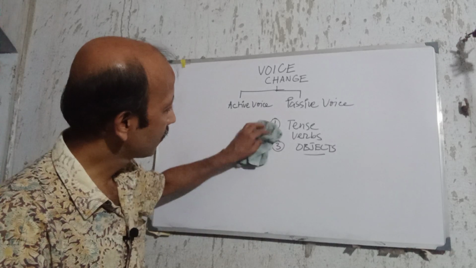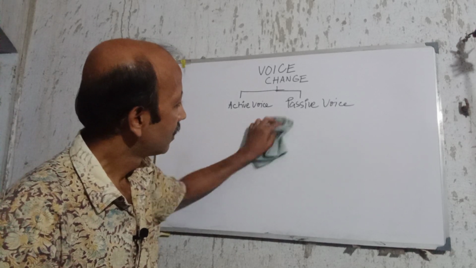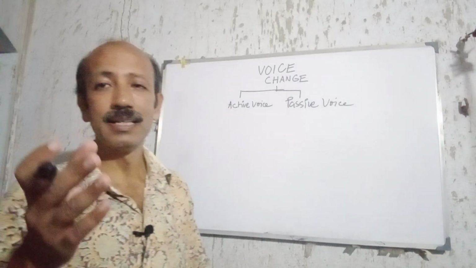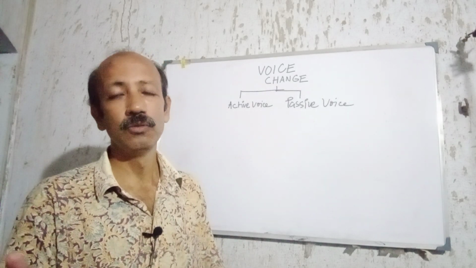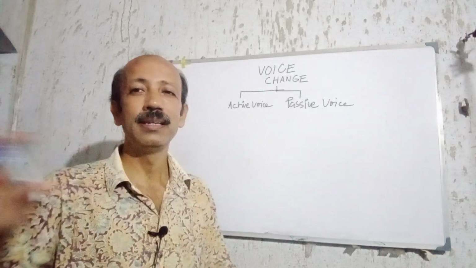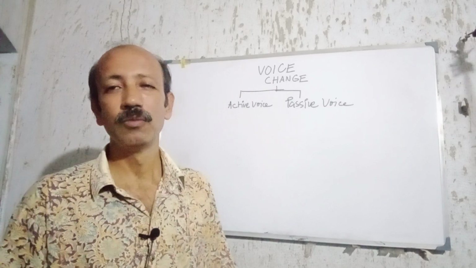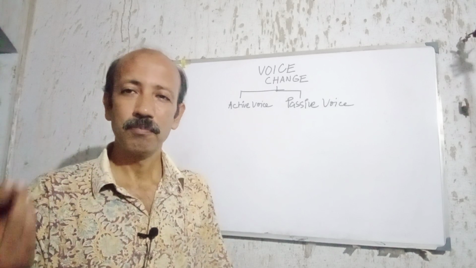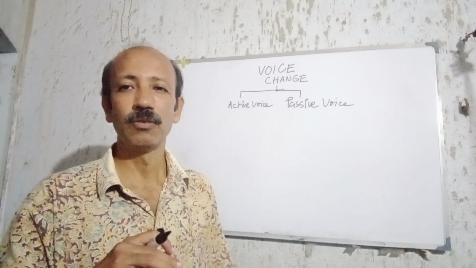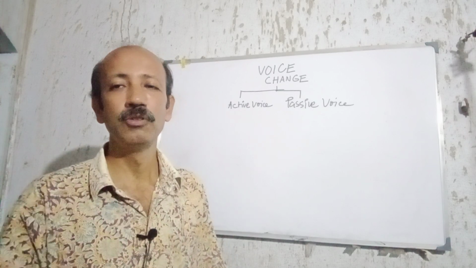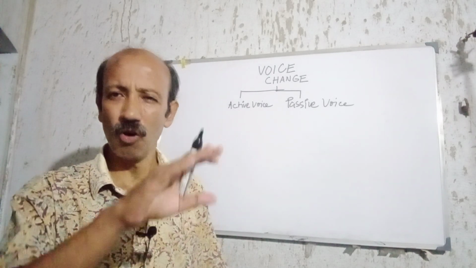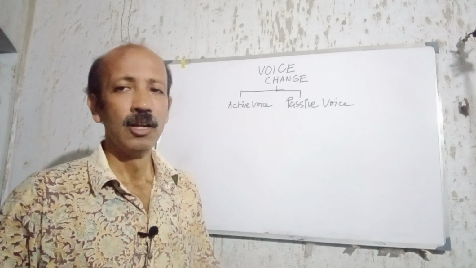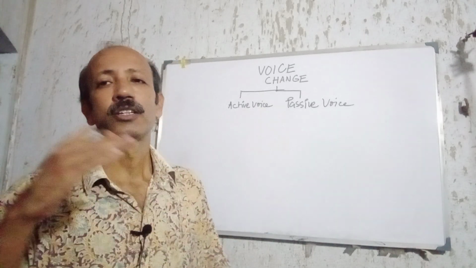Now I am wiping my writing. Today I have already said that I will discuss with you about the tense. Tenses are many: simple present, present continuous, present perfect continuous, simple past, past continuous, past perfect, and past perfect continuous. Similarly, simple future, future continuous, future perfect, and future perfect continuous. Except two tenses, we can change active voice to passive voice in all the tenses.